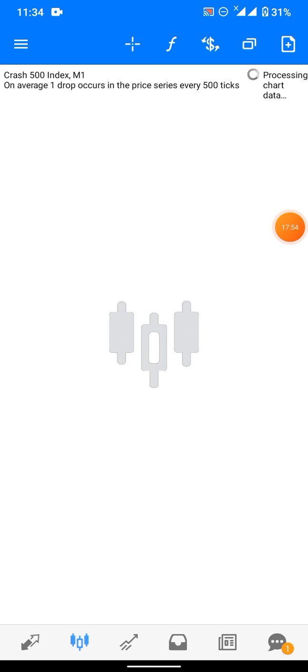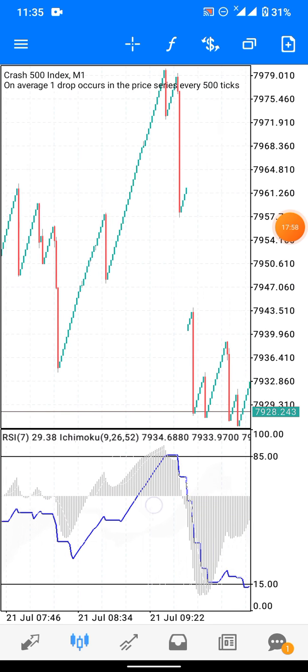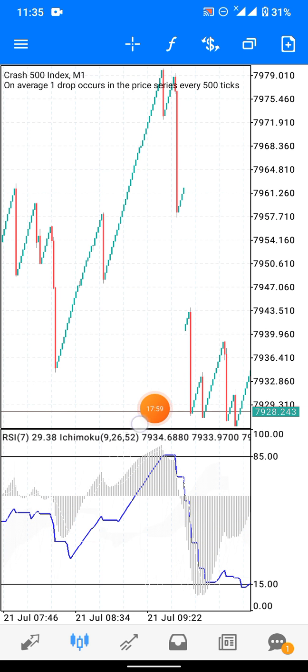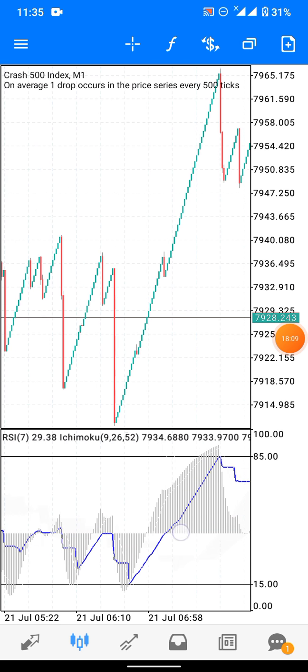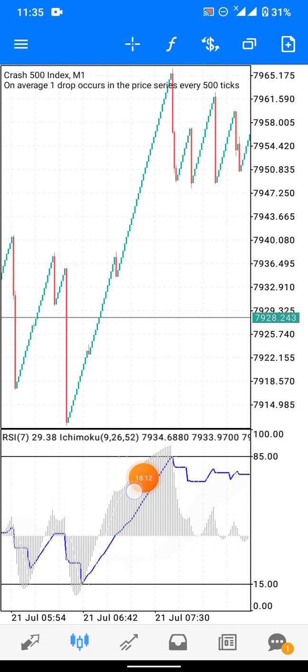Then for the final market, we go to Crash 500. MACD touches level 85. We are waiting for Ichimoku. Ichimoku also touches level 85. Then you can see the sell. It made a nice sell. This is another one. You can see MACD touch. We are waiting for the Ichimoku to touch. Immediately it touches, you see the spike.